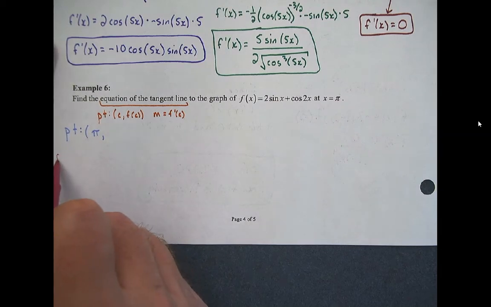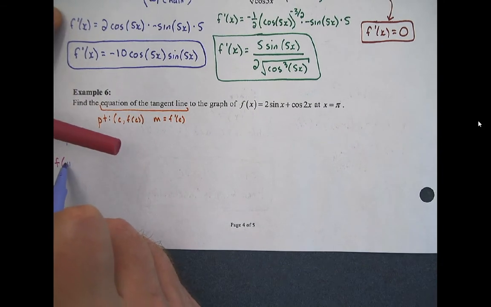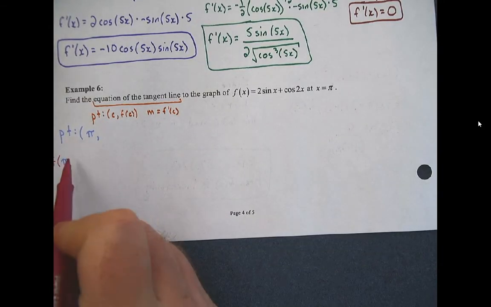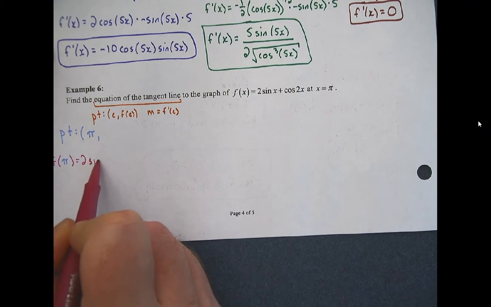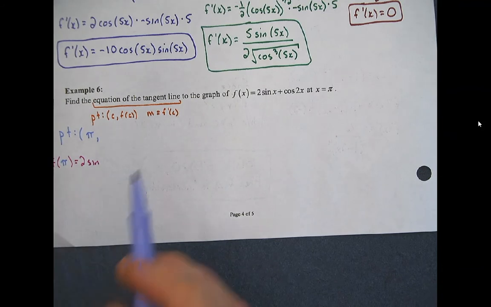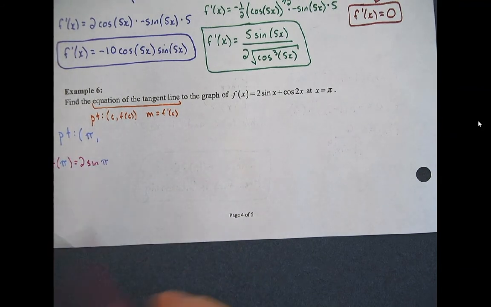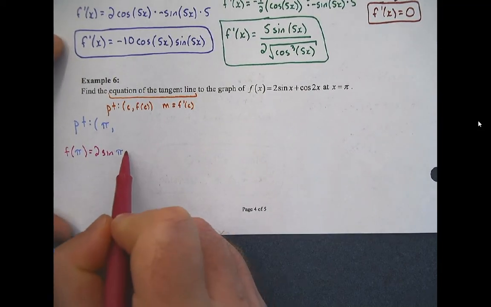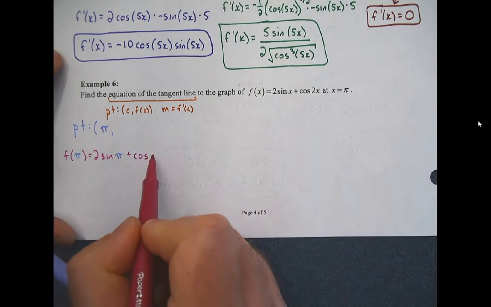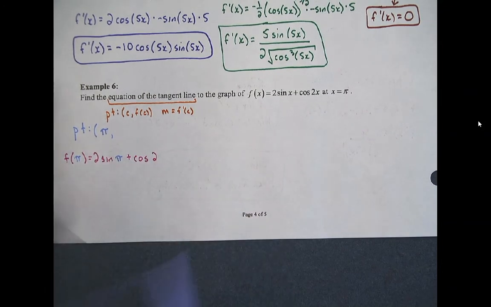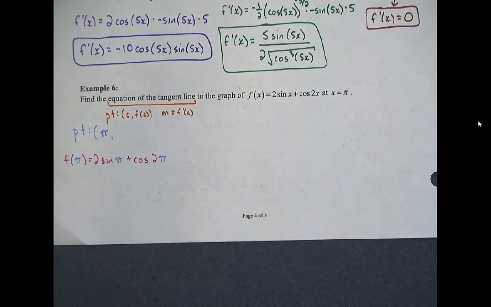f of pi, remember f of x is your point machine, equals 2 sine of pi plus cosine of 2 pi. Nice, things are pi and 2 pi. Those are pretty easy to figure out.